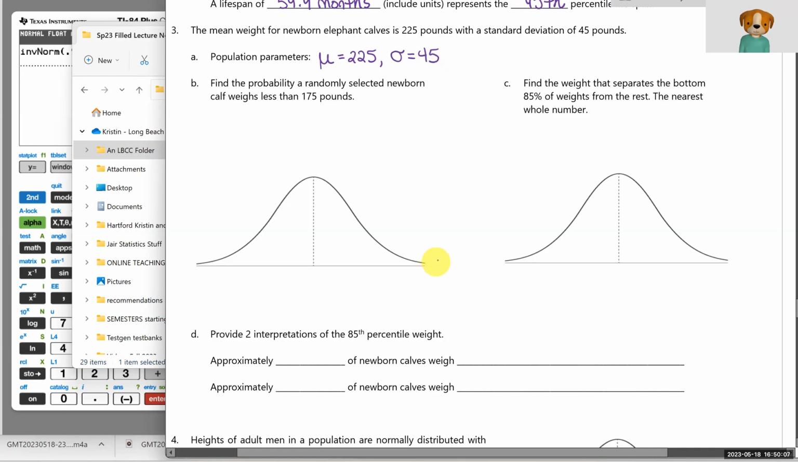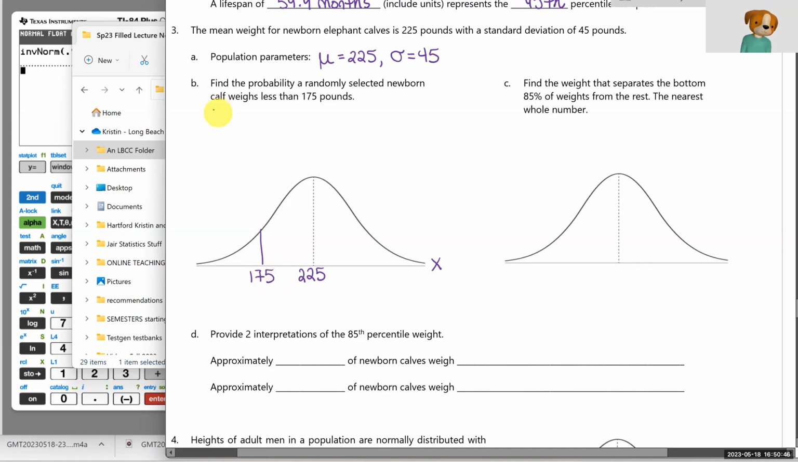And I'll label here on our first graph, so our x-axis is the weight of a newborn elephant calf. The center of the distribution would be the mean of 225. And again, we won't worry about writing any other values on the x-axis here. We'll just focus on the values we need for the problem. So find the probability a randomly selected newborn calf weighs less than 175 pounds. So again, I'm not trying to draw these to scale. If that's 225, 175 is somewhere to the left of it. So we can just put it anywhere here just to get a visual of what we're looking for.